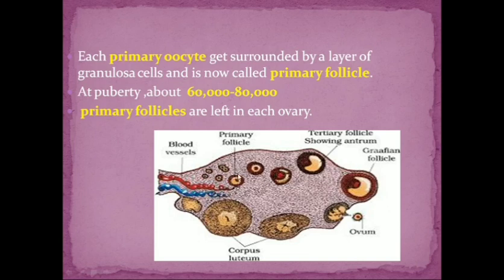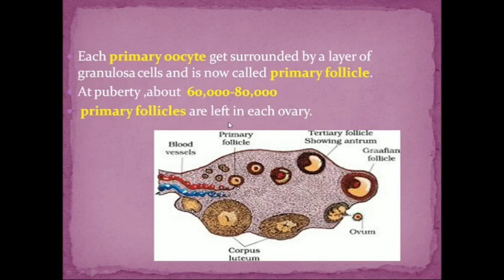Hope it's clear. So what is a primary follicle? A primary oocyte surrounded by a number of granulosa cells. Around the primary oocyte, a number of granulosa cells will be formed. So at puberty, there will be about 60,000 to 80,000 primary follicles in each ovary.